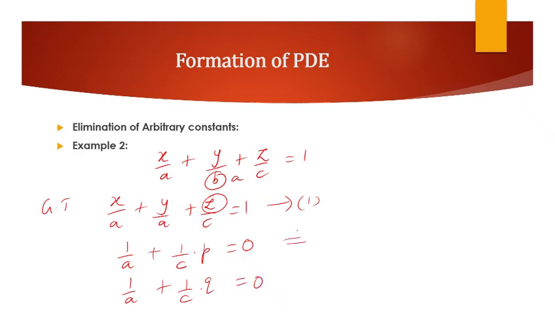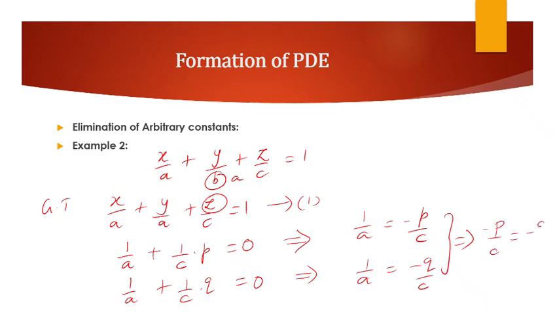From this we get 1 by a is equal to minus p by c, and from the second equation we get 1 by a is equal to minus q by c. Now comparing these two, we can write minus p by c is equal to minus q by c. This implies that we get p is equal to q as our resultant PDE.